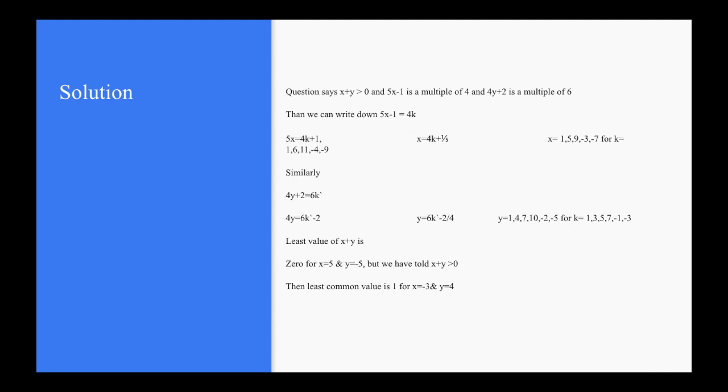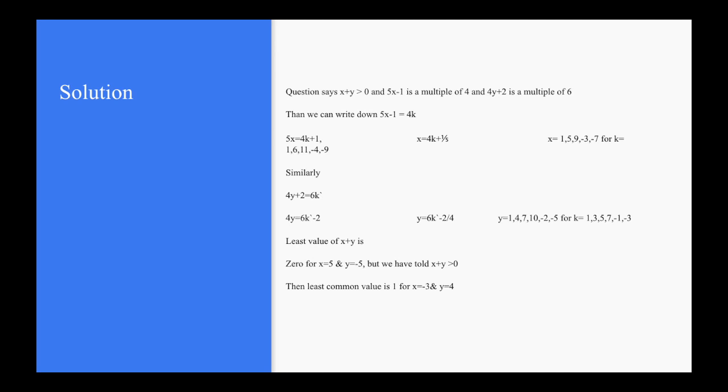Now similarly I will do the other part of the equation where I would put 4y plus 2 equal to 6k dash, and then I will get y as 1, 4, 7, 10, minus 2, minus 5 for k dash values of 1, 3, 5, 7, minus 1, minus 3. Now, I think this part must be clear to you.